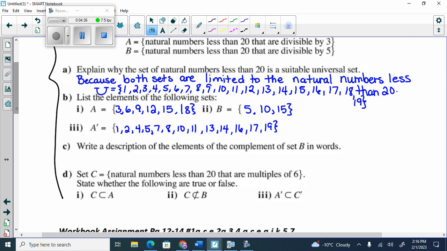So here it says write a description of elements of the complement of set B. So if B in words is the natural numbers less than 20 that are divisible by 5, what would the complement be? Natural numbers less than 20 that are not divisible by 5. That's it. Yep. Complement to B.